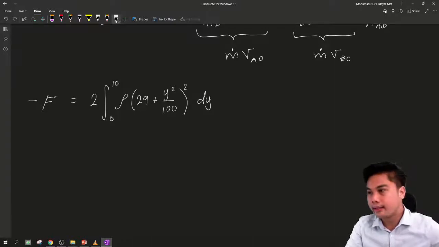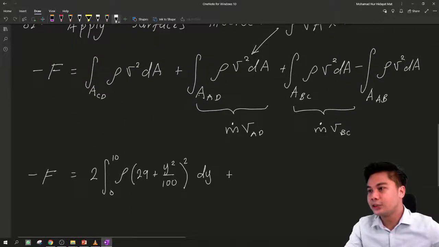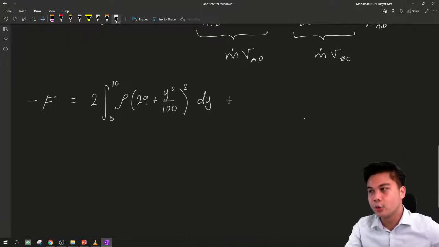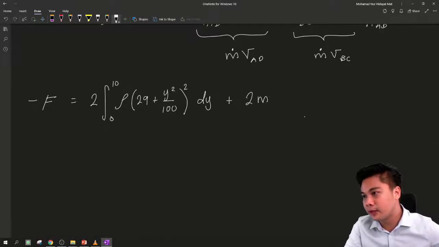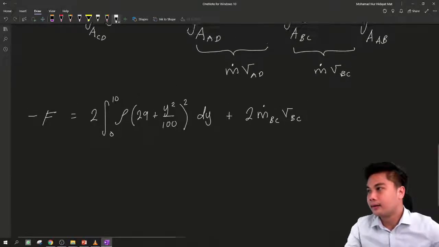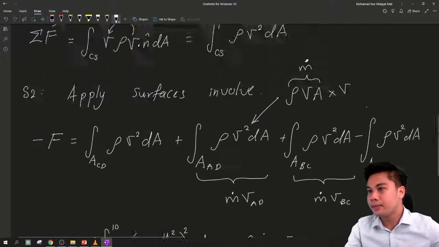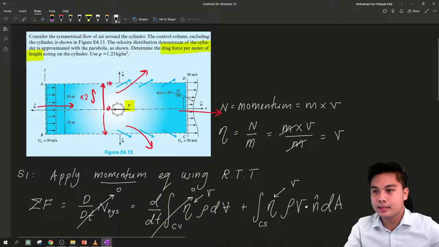Okay, and then plus this one. The terms m dot V for AD and BC are the same, symmetrical. We can simplify to make it 2 times the mass flow rate. Let's say we focus on BC: mass flow rate BC, V BC, because this is the same, symmetrical. And this part, AB, which is negative, into the system.